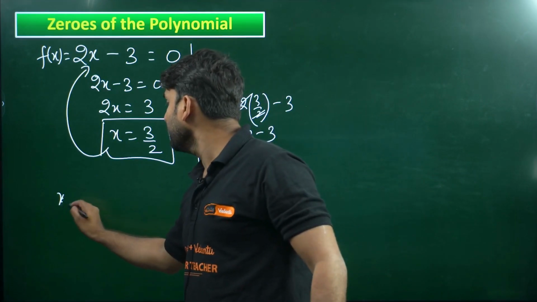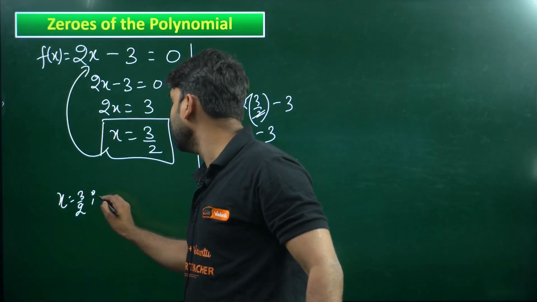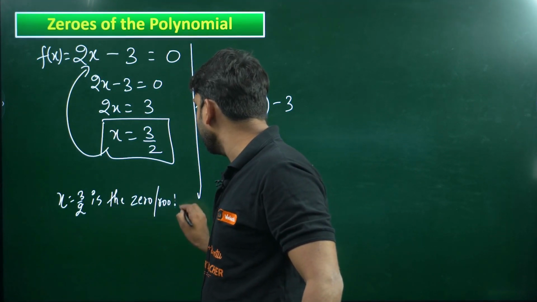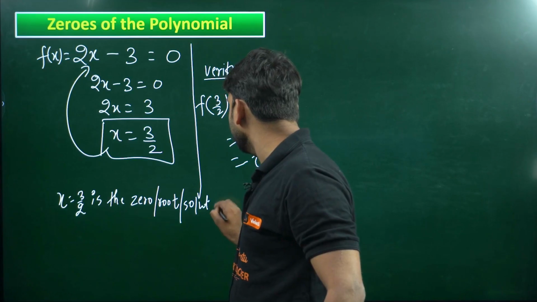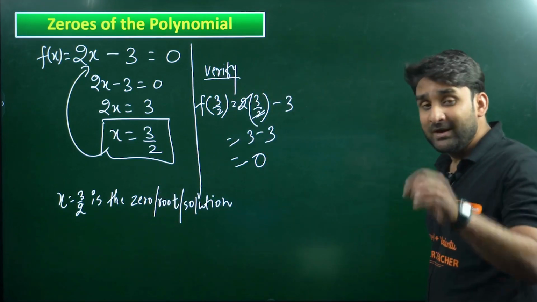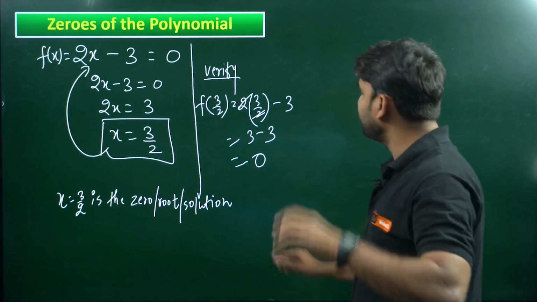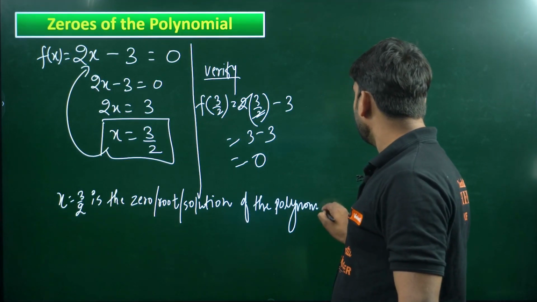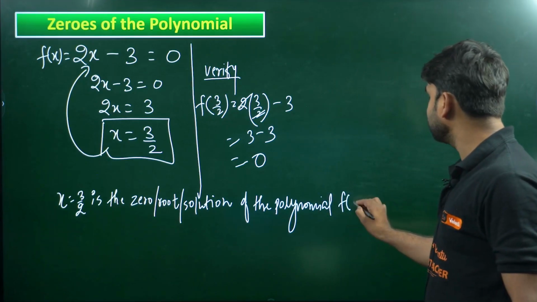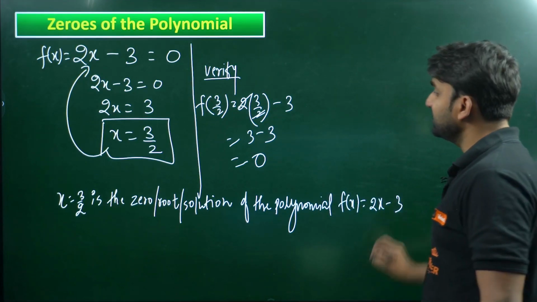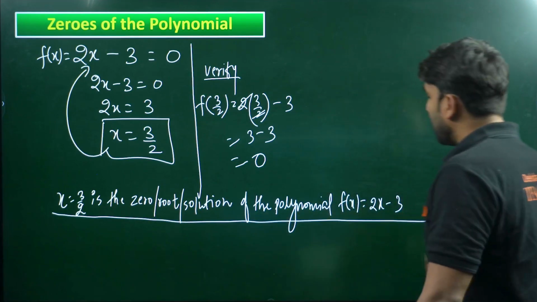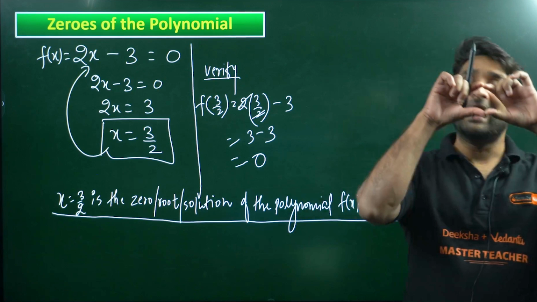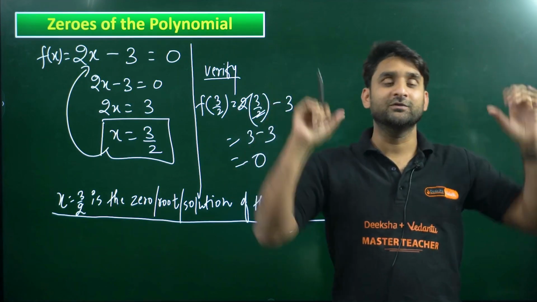So x equal to 3 by 2 is the zero. Sometimes we also call it root, and sometimes we also call it solution. So x is equal to 3 by 2 is the zero, root or solution of the polynomial f(x) = 2x minus 3, champion. So this is called the zeros. I hope you have understood. The value of variable which gives the result of the given polynomial 0, those values are called zeros.